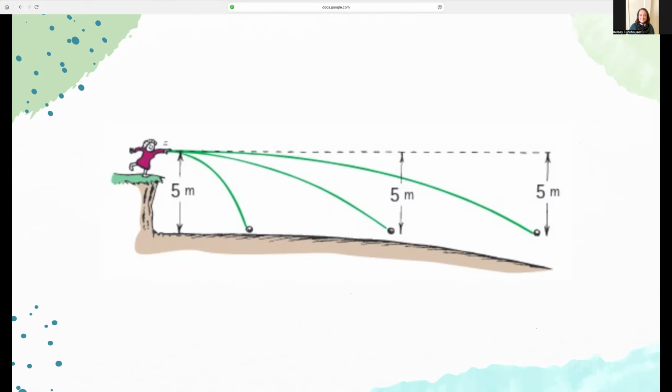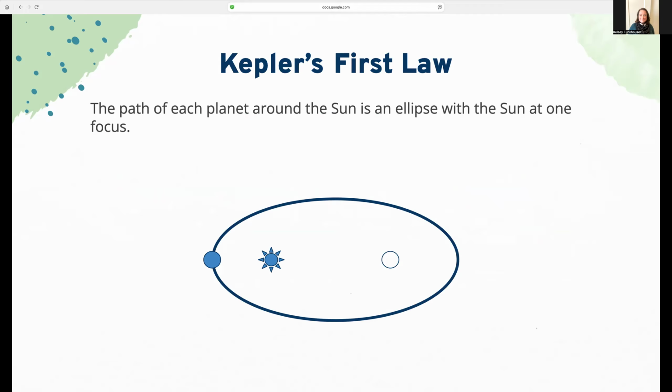So tied in with orbits is Kepler's laws of orbits. The very first one says the path of each planet around the sun is an ellipse with the sun at one focus. An ellipse is just like a squished circle, like an extended circle. And the focus of an ellipse, there's two spots inside of it that are called the focus. And the sun in our solar system is in one of those spots.